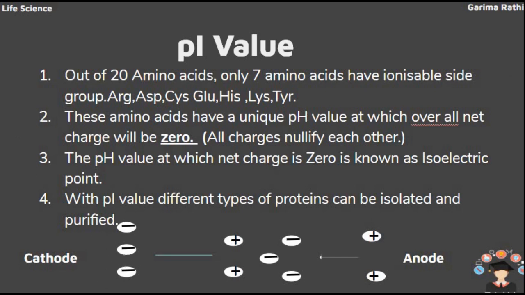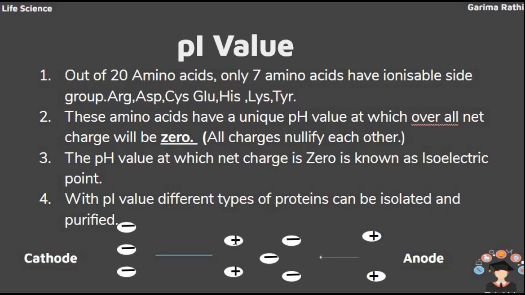When these amino acids are run in an electric field, they will move either toward the cathode or toward the anode, depending on the charge that they are carrying. But somewhere between the cathode and anode, there is a pH value at which the amino acid gets stuck. They will not move further. Why will they not move further? Because at this pH value, the amino acid has a net charge of 0.